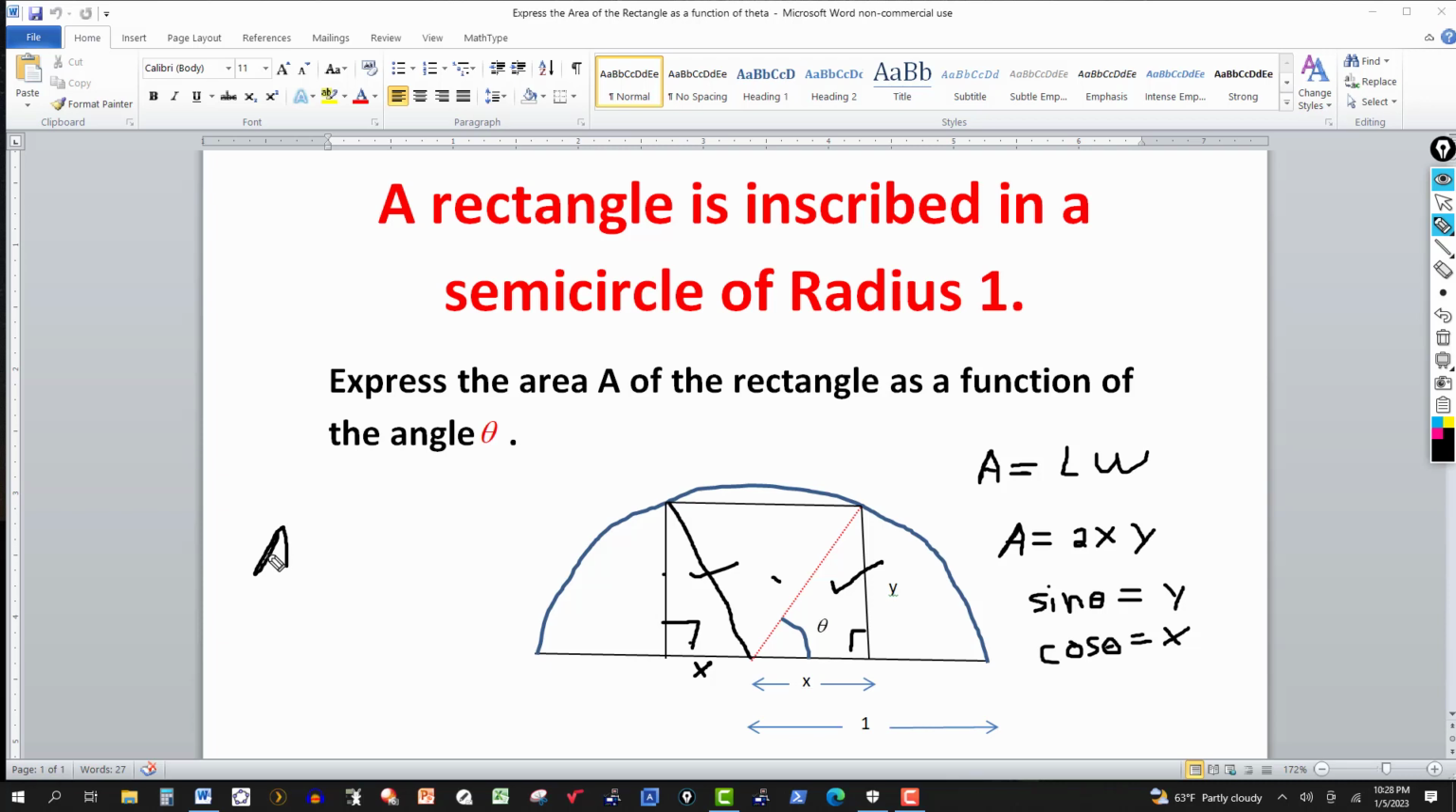So then the area as a function of theta would be 2. Just make the substitution then. For x, we got cosine theta, so this will be cosine theta. The y is sine theta. So the area of the inscribed rectangle in terms of angle theta is given by this function right here: A equals 2 cosine theta sine theta.